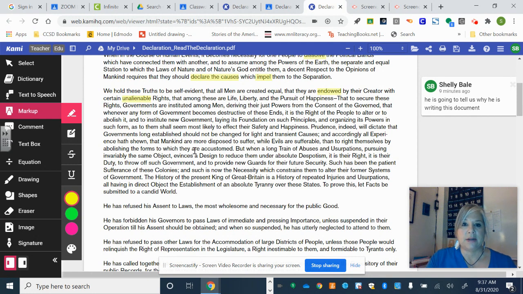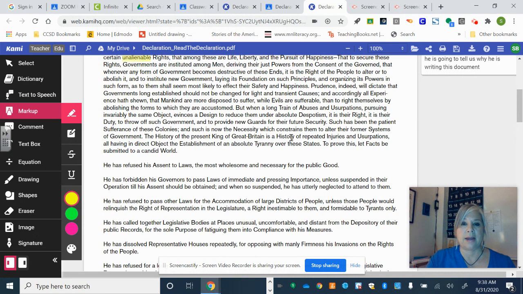So we would continue reading along. And keep in mind, this is language from a couple hundred years ago, so it's very formal. It's highly educated language. Thomas Jefferson was a very highly educated man. At the end of this paragraph, he's going to start listing the reasons why they're upset. So he says, to prove this, let the facts be submitted to a candid world. What you're going to see is that every time he uses the word he, he's talking about the King of England.